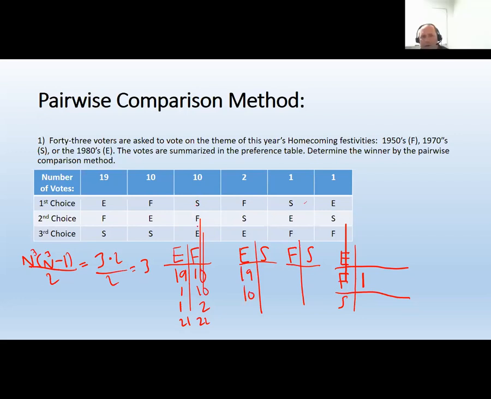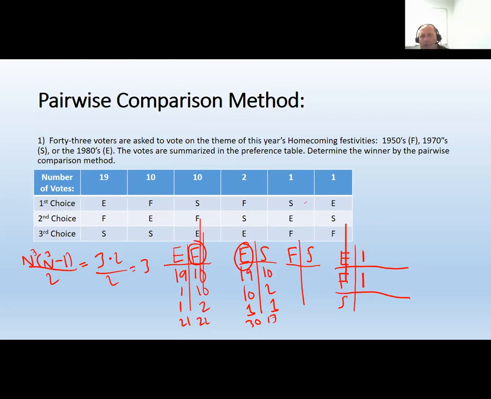And these 10? S. These 2? S. This one? S. This one? E. So E's going to win this one. E got 30 total votes, and S got 13. So E won that one, and E gets a point on that one.